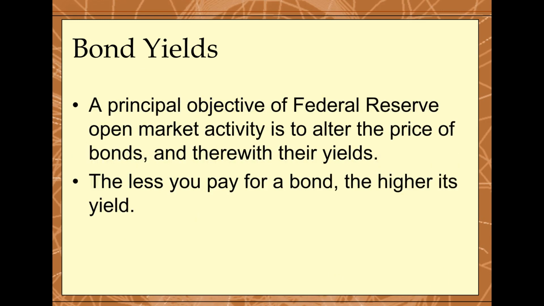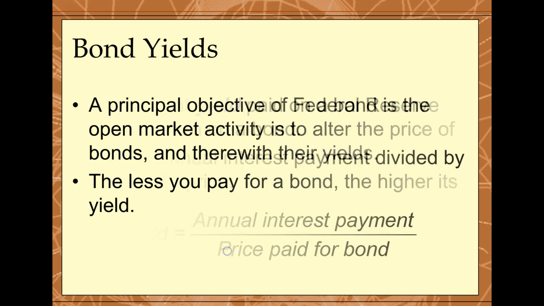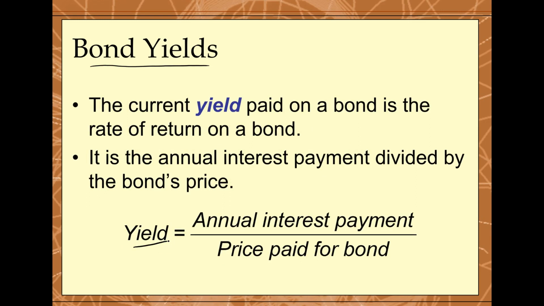Now, the principal objective of Federal Reserve open market activity is to alter the price of bonds, thereby manipulating their interest rates. The less you pay for a bond, the higher the interest rate. So in other words, when you look at this equation here, if the Federal Reserve buys bonds, that means bonds are going to be more scarce, and that's going to drive up the price. When the price goes up, the yield falls, interest rates fall.